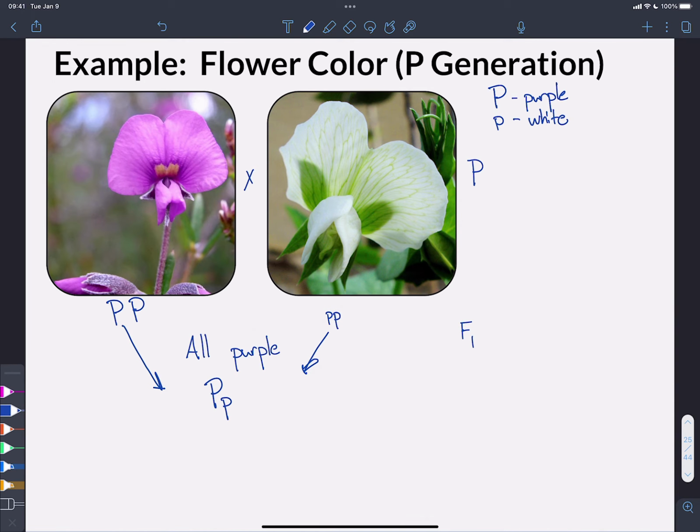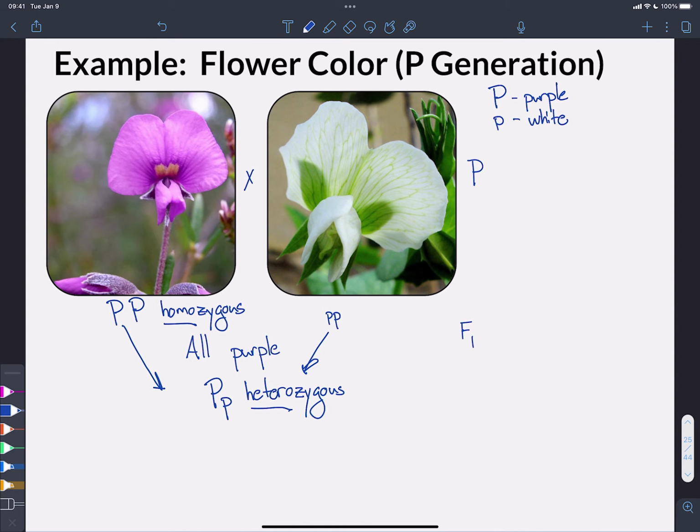And so we're going to need some other terms as well. We're going to say that organisms that have 2 copies of the same allele for any trait are homozygous, whereas organisms that have 1 of each copy of an allele for a trait are heterozygous. The prefix homo means the same, the prefix hetero means different.